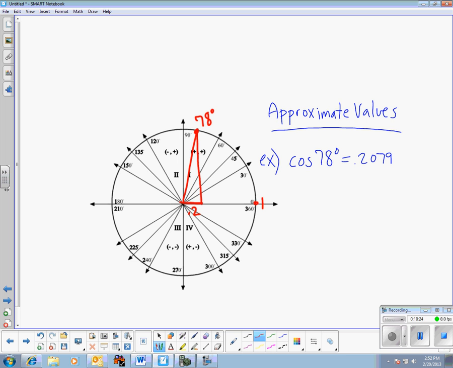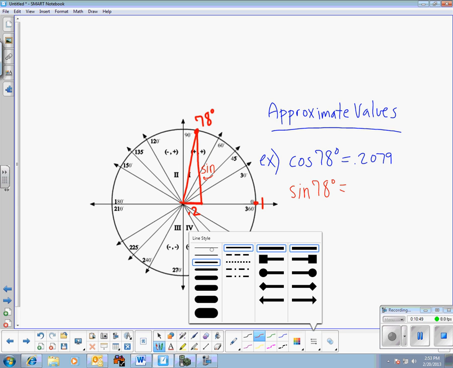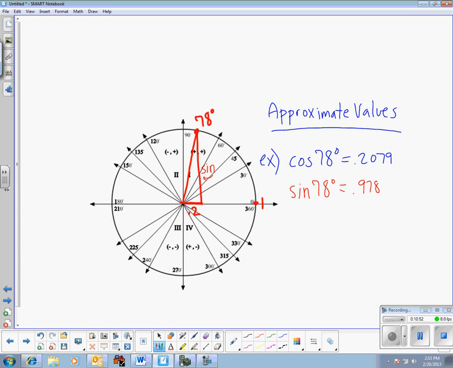While we're on the topic, what's the sine of 78 degrees? And you should have in mind a number. It looks pretty darn close to 1, because when I get to the very tip top of the circle, my sine value, which is over here on this side, is pretty close to 1. So let's try sine of 78 and see what we get. 0.978, so 0.9781, let's say, which is pretty close to 1. So there you go.